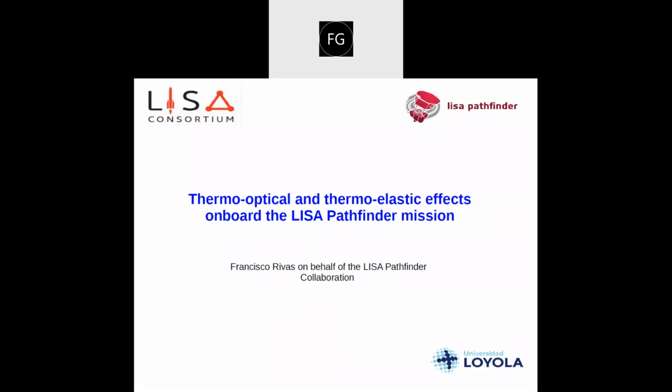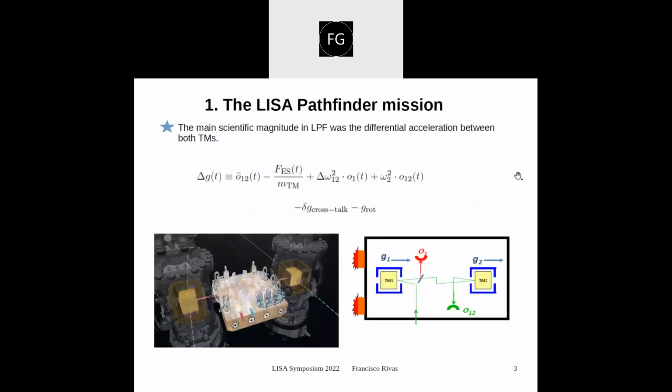In this presentation, I'm going to talk about thermo-optical and thermo-elastic effects on board the LISA Pathfinder mission. LISA Pathfinder was a mission that had two main objectives, namely to test the technology needed to build a gravitational wave observatory in space and to measure the forces of a non-gravitational nature between two released masses in free fall conditions, as you can see here. We could measure the relative distance between these two test masses by means of a laser system placed on an optical bench between both test masses.